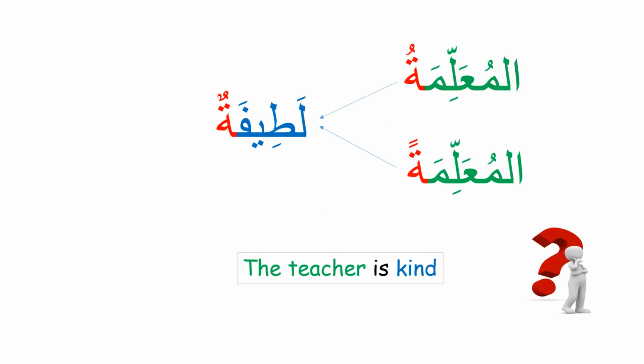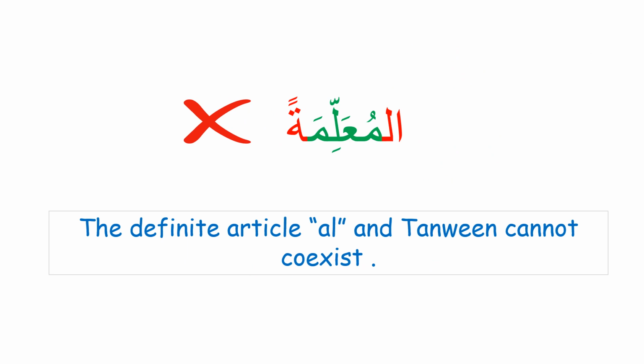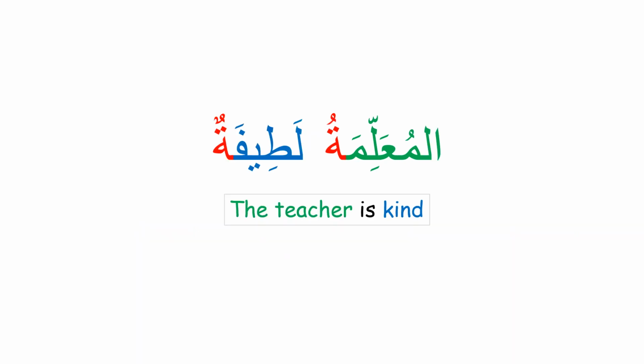Moving on, if we take a look at the subject, which one is the right option? المعلمة or المعلمة? You are absolutely right. المعلمة is our مبتدأ. And either way, المعلمة is not even an option. The reason why: the definite article and تنوين cannot coexist. So just by the looks of it, this option is erroneous. That's it for the examples.